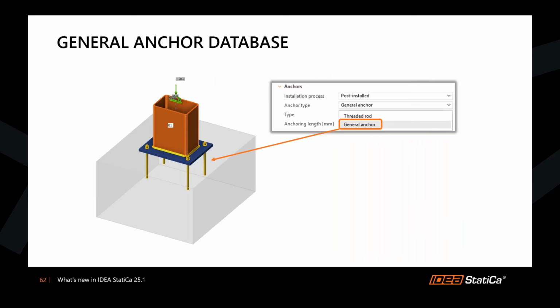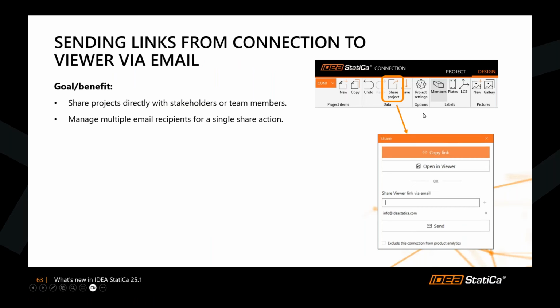And when you're ready with this design, then you want to share it. How do you share it? You share it via the viewer. Previously, you had to take the file, upload it to the viewer application, and then share the link to that file. You can now do that from the connection application. In the design tab, you can click on share project.